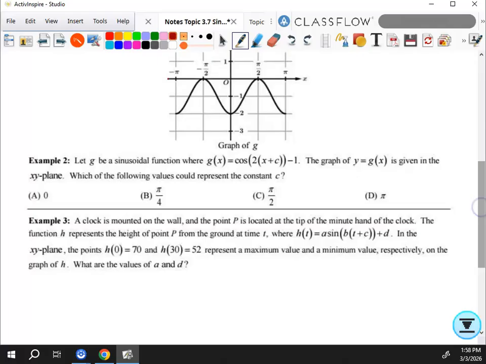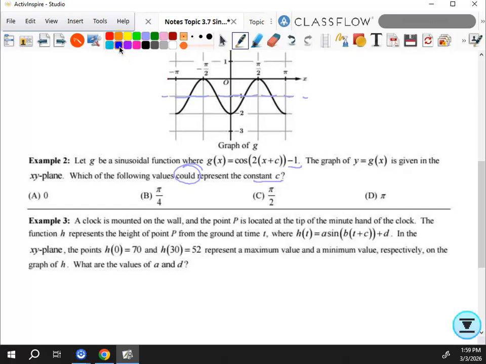It says let g be a sinusoidal function, and then it gave me this equation. Here's the graph of g of x. Which of the following values could represent the constant c? Because remember, there's actually an infinite amount of answers, but we only have 4 choices. So my midline, I know exactly where it is. Don't have to figure it out. It's at -1, even though I could have easily figured it out.